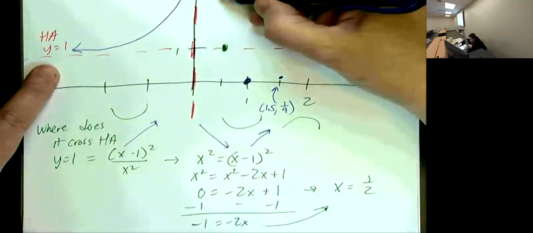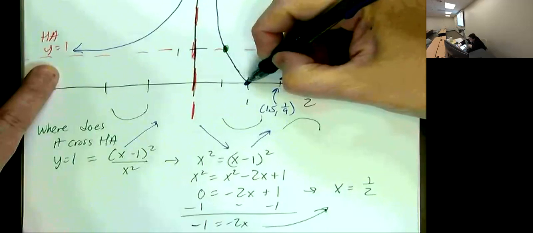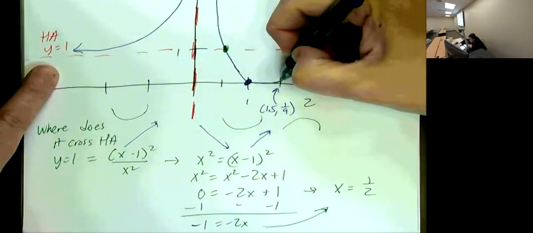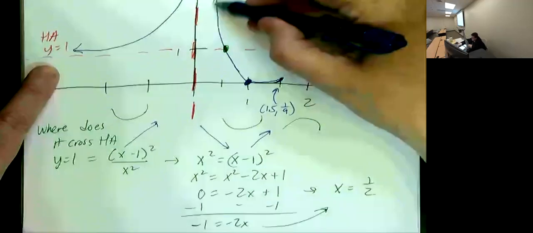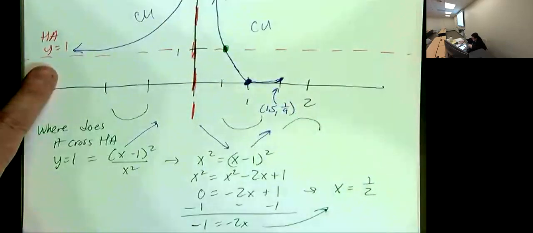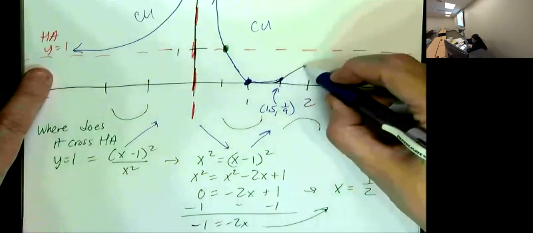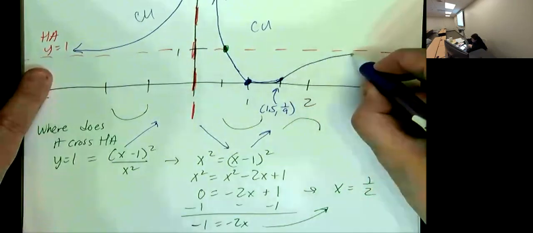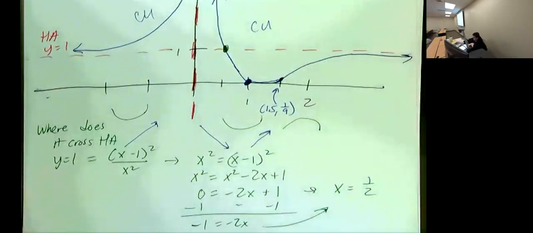Here it's decreasing until 1, and it's concave up right there too. And it's still concave up until we get to there. So that's concave up. And now it pivots to concave down. And we don't cross the horizontal asymptote anymore, so it's going like that. And if this curve looked a little bit better.